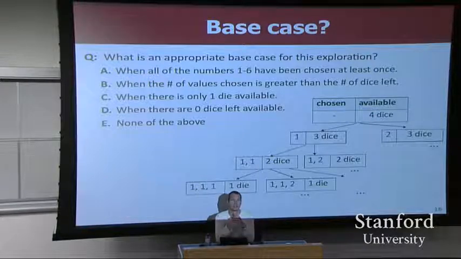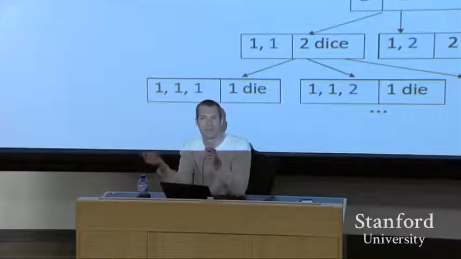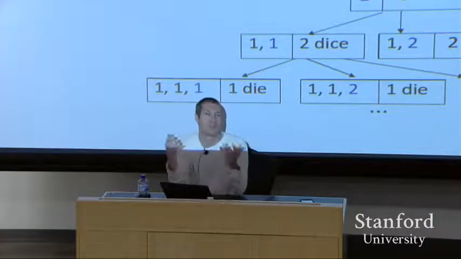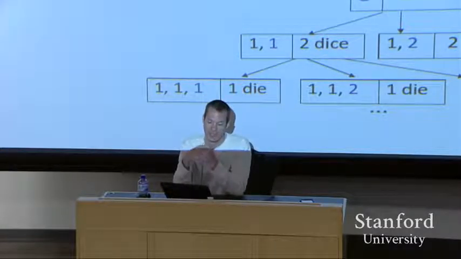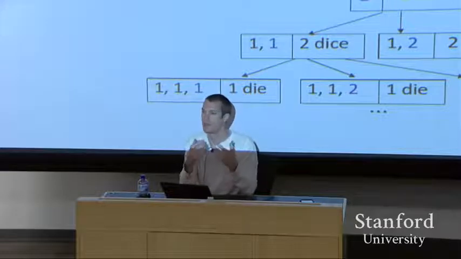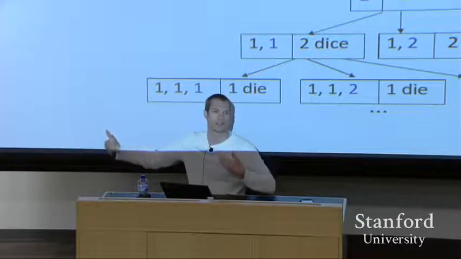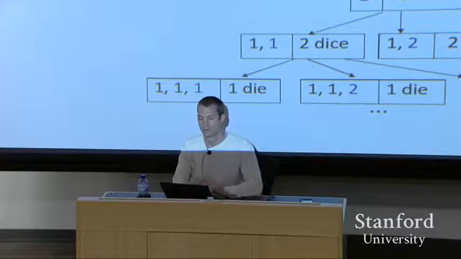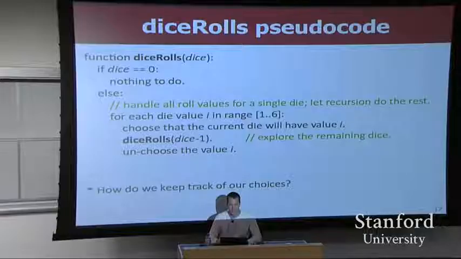And again, it's a classic one of those things where a lot of people say, oh, if there's only 1 die left, that's the easiest. Of course, the only thing easier than rolling 1 die is rolling no dice, right? So yeah, when there are no dice left available, that means we've made all the choices. The prefix is the full answer, basically. Think of it that way. Print it out. Great.